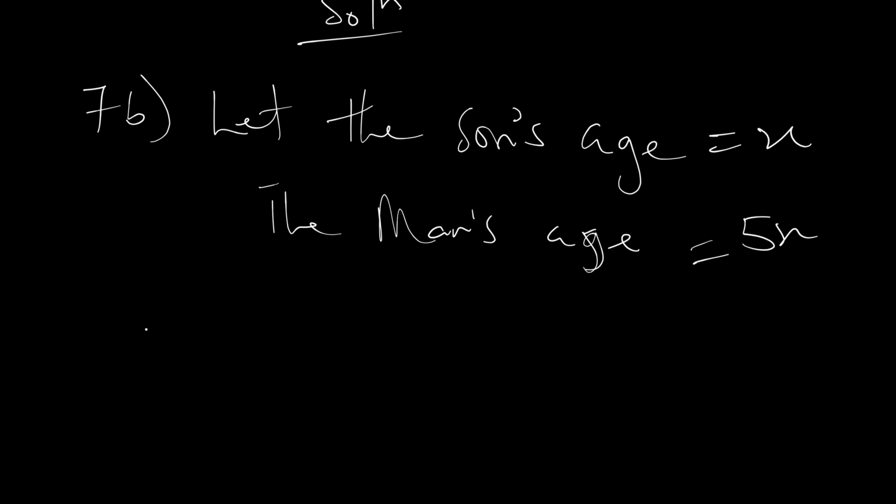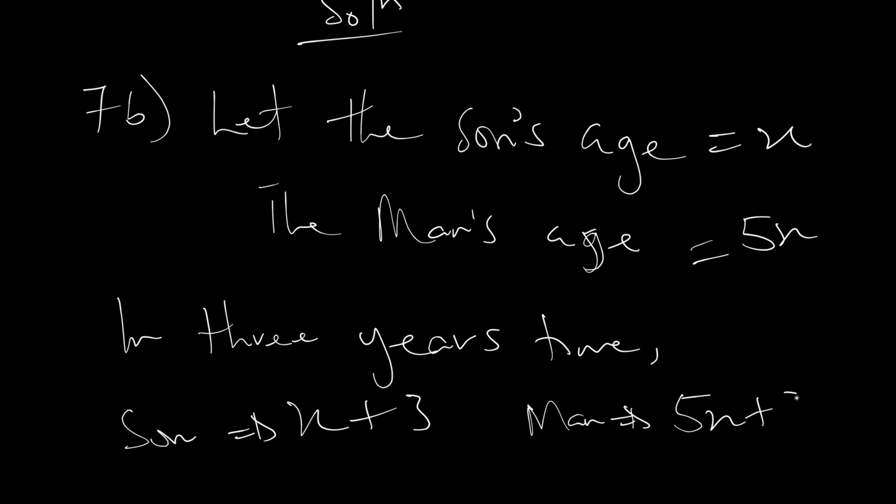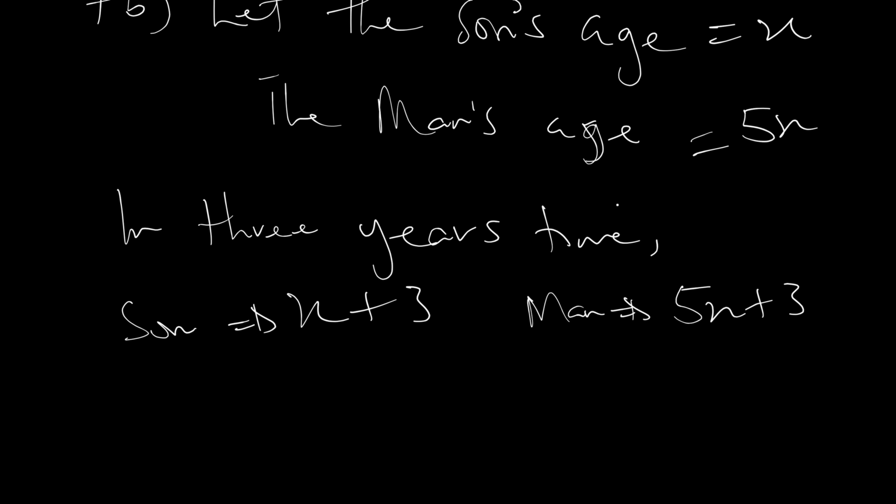So in 3 years' time, the son will be x plus 3. And then the man will be 5x plus 3. Because when you are 20 years now, in 3 years you'll be 23. When you are 40 years now, in 3 years you'll be 43. So if you are x years now, in 3 years you'll be x plus 3. So the son will be x plus 3 in 3 years. The man will be 5x plus 3 in 3 years.